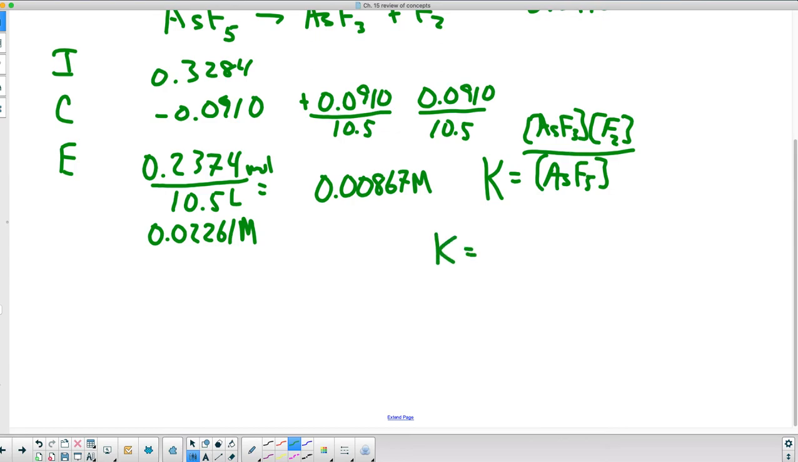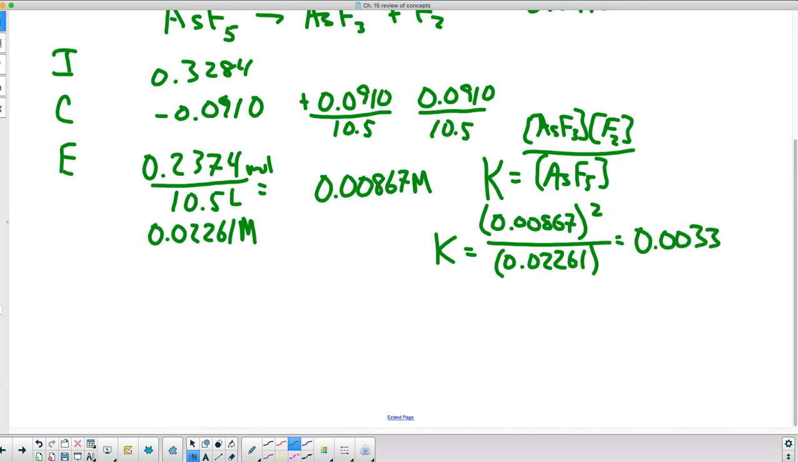So my K equals then 0.00867. That's going to be squared. All of that divided by 0.02261, like that. And then whatever that equals is going to be the K value. So I'm going to square this one and then divide it by 0.02261, like that. Now what I get at the end here for my K value is 0.00332, like that. Okay, so that's my K value.